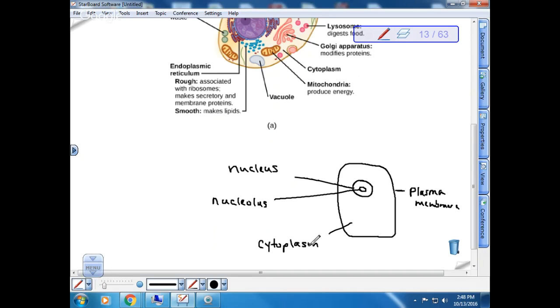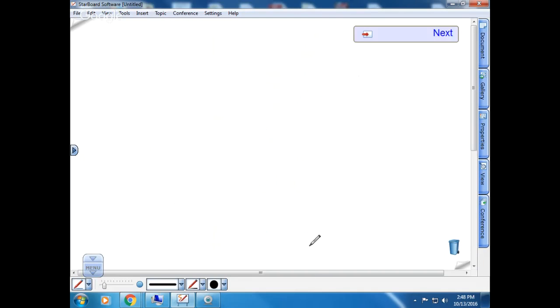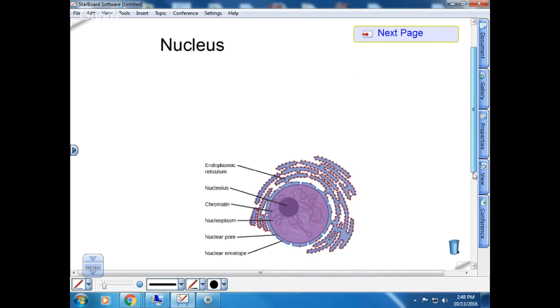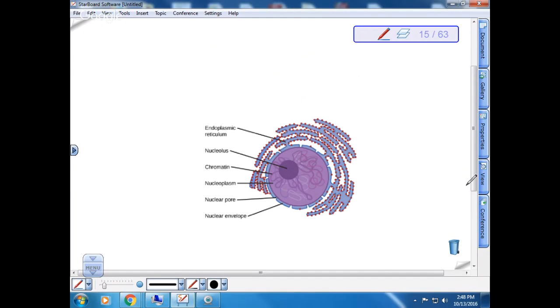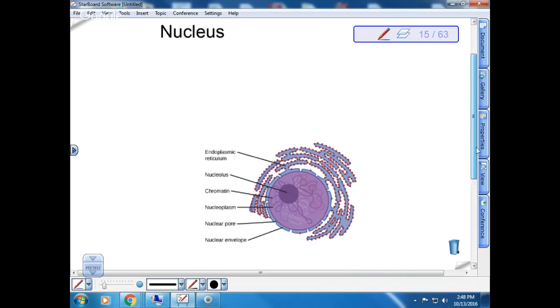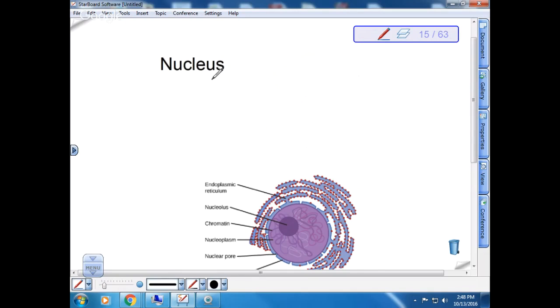So let's look at the nucleus. The nucleus contains the genetic material. When we look at it, we see these strands, and these strands represent DNA that is not condensed into chromosomes. So in the nucleus, this is separated by a membrane with pores. I'll just put, it's a membrane with pores, surrounding the genetic material.